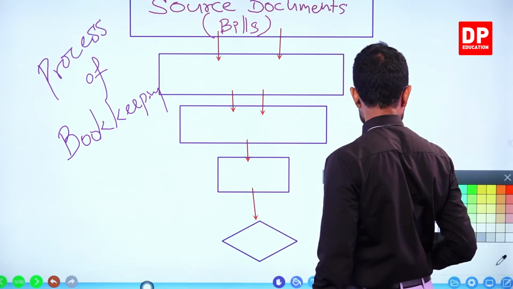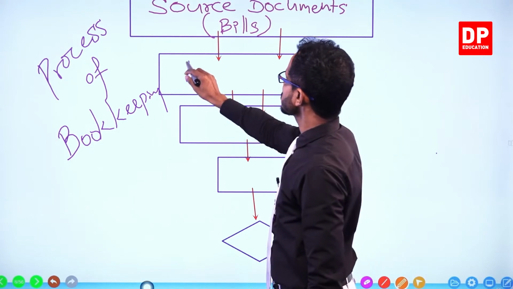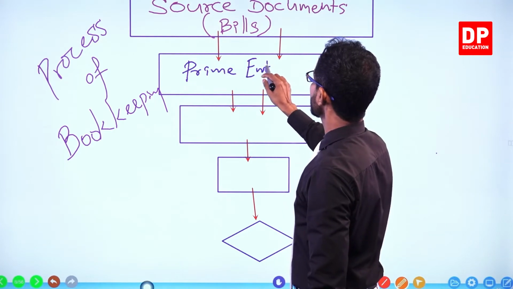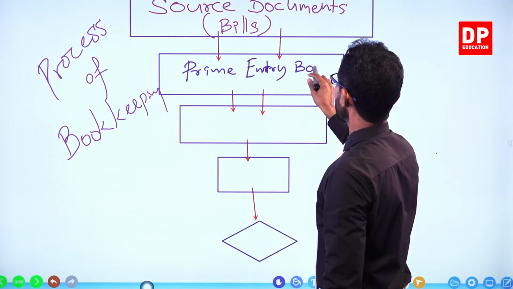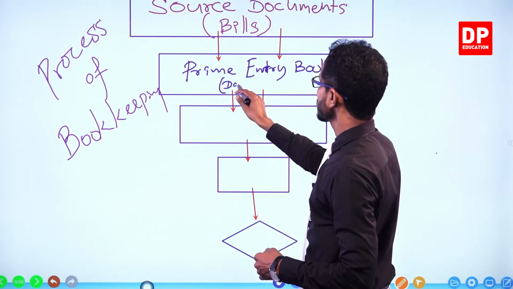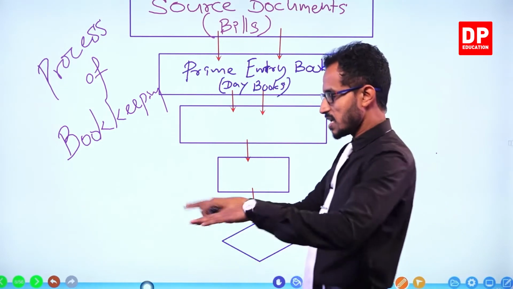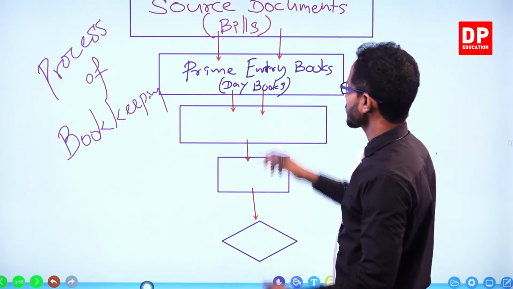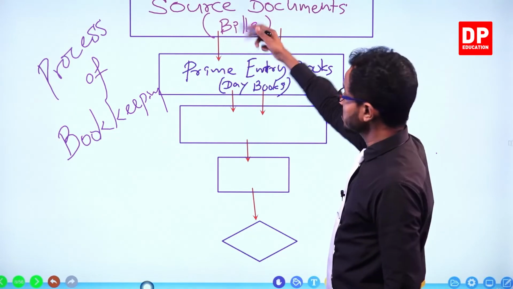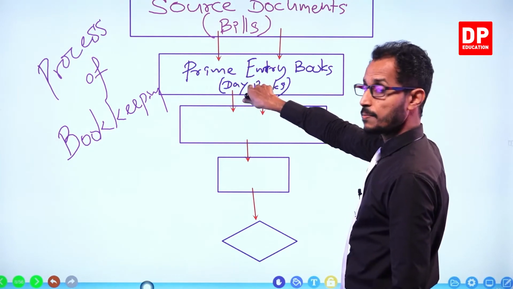The information or the transactions of the bills are taken to be recorded in prime entry books. Prime entry books. And there's another simple word that we call them: day books. Every day we keep them in our business counter or the table or the cashier's desk. Day books are kept. And all the source documents are recorded in the relevant prime book, okay.